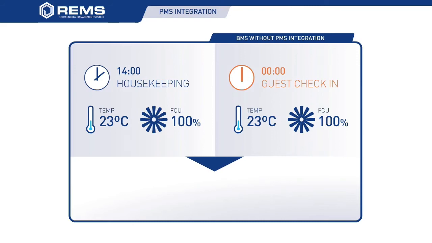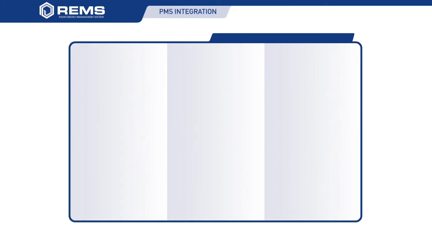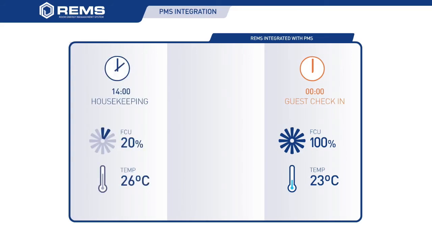This means that from the moment housekeeping leaves the room to when the guest enters, the room will have been cooled to 23 degrees Celsius for 10 hours. When REMS is interfaced with the property management system, REMS will know when the guest is expected and will keep the room at the most efficient temperature for up to an hour before the guest is expected.